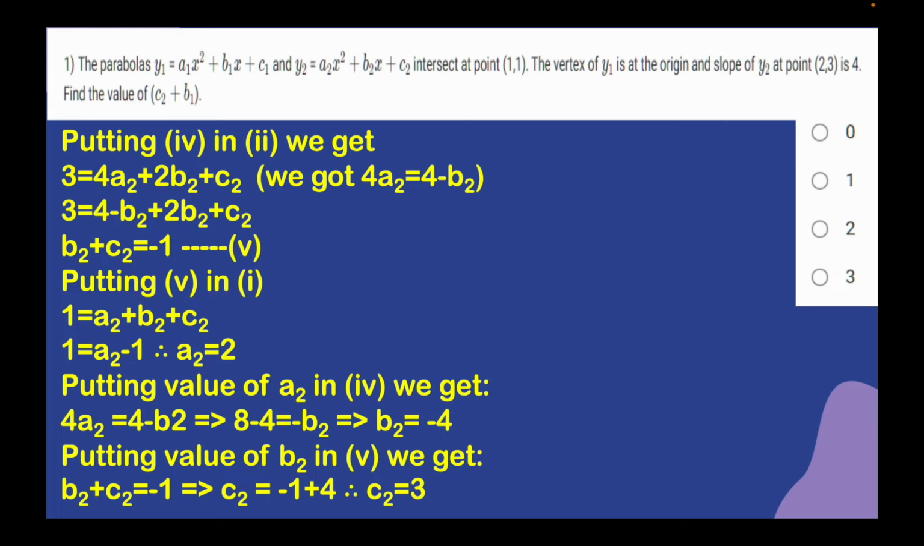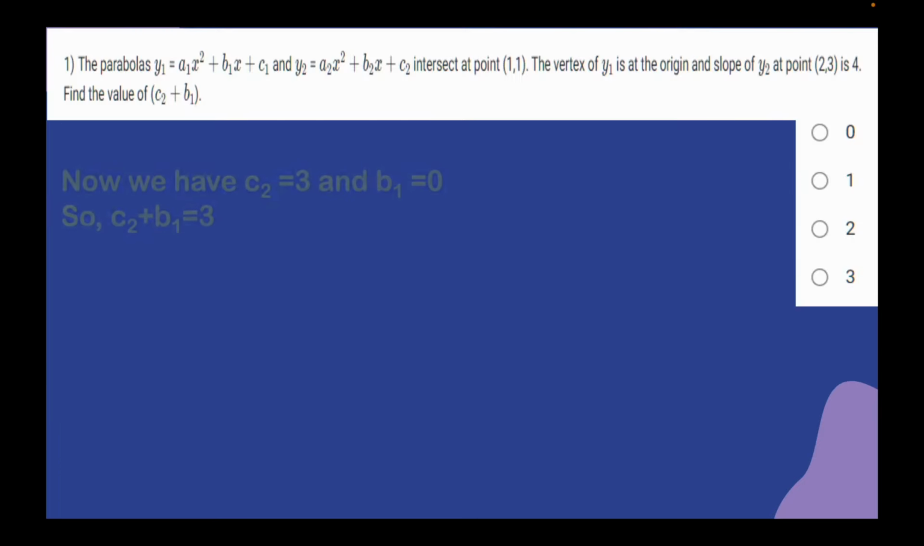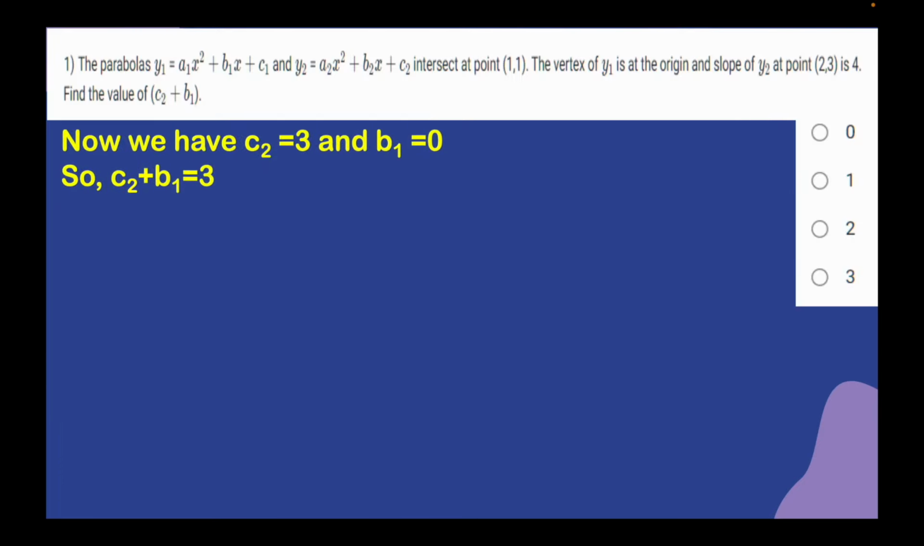Now we have got all the values of the required coefficients, that is c2 and b1, and we just add them. So c2 plus b1 equals 3, and option number 4 is correct.